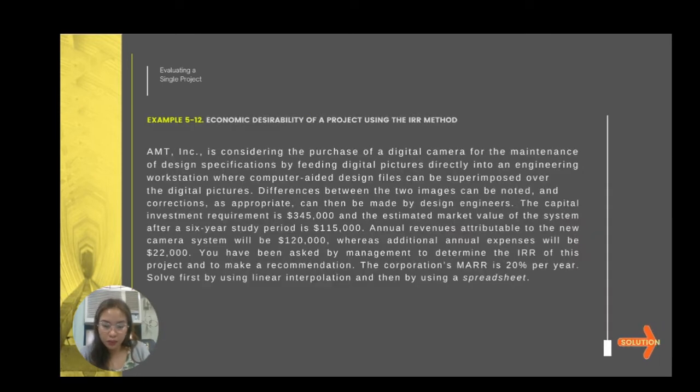I think we have an example right here. So, it is about the economic desirability of a project using the IRR method. So, AMT is considering the purchase of the digital camera for the maintenance of design specifications by feeding digital pictures directly into an engineering workstations.